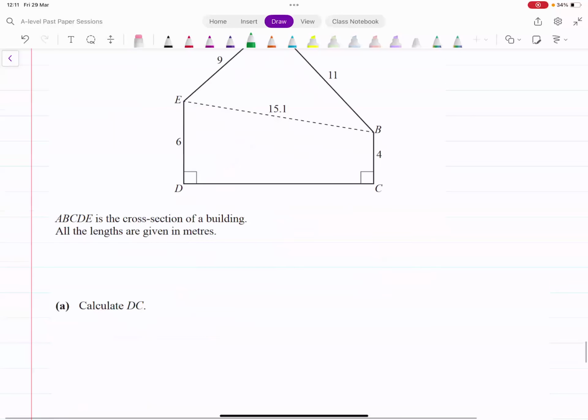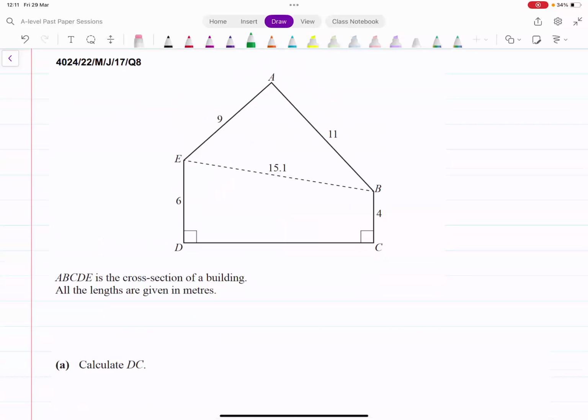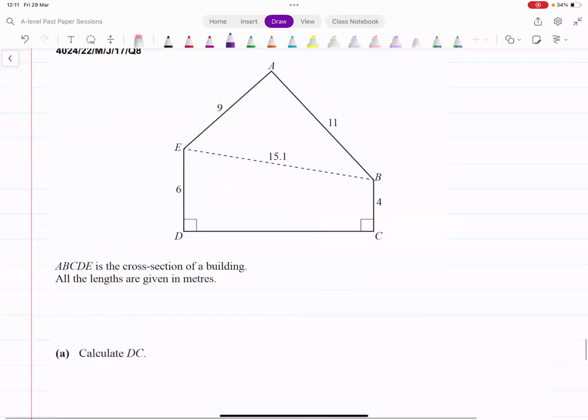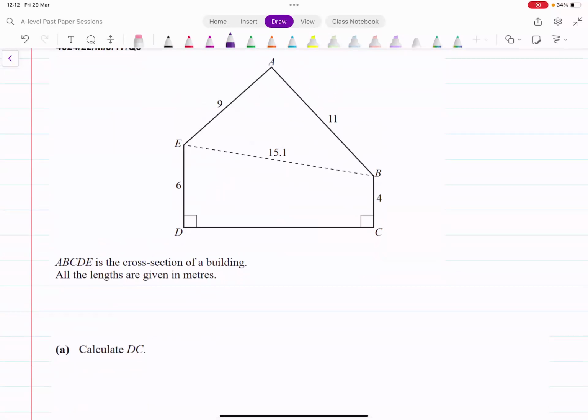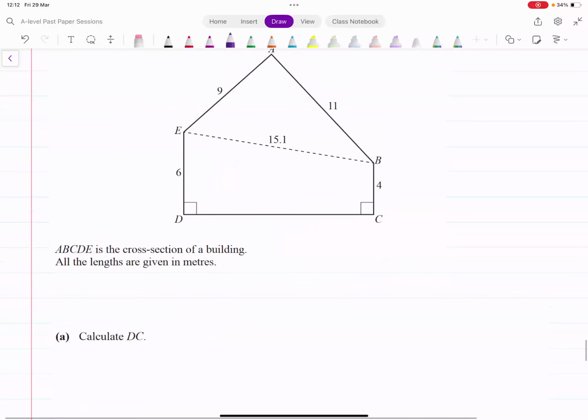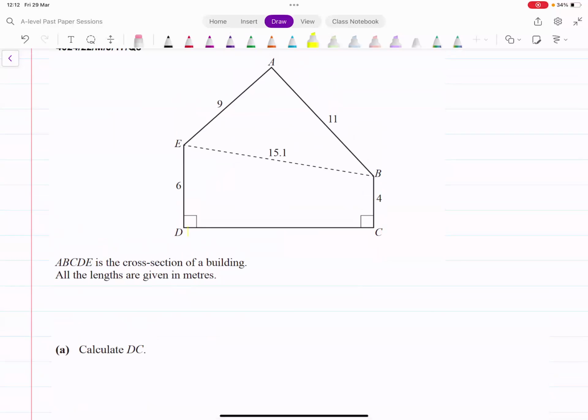Okay, let's have a look at one last question before we end. So now it says ABCDE is the cross section of a building. All the lengths are given in meters. Calculate DC. Okay, so this is the length that we want to calculate, DC.